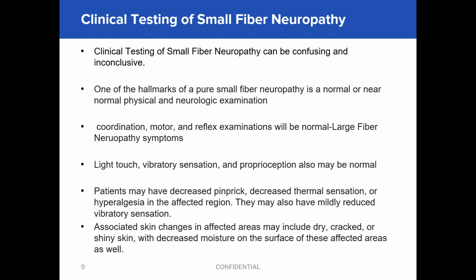So as far as clinical testing of small fiber neuropathy, it can be very confusing. It can be inconclusive. Of course, we're all using different tools at the office. We're doing pinpricks or Semmes-Weinstein. We're doing the vibratory device and checking for proprioception. So these are very inconclusive, and the patient's reporting can't really be depended on. It's not an objective test.